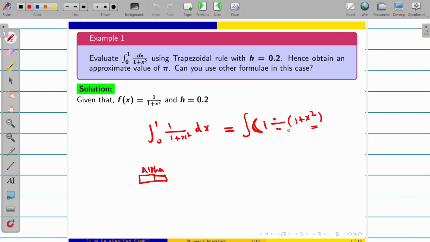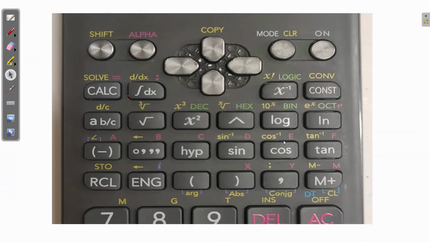That's it. This is the way we have to insert the function f of x. Comma, we have to use comma. This comma symbol, I will tell you where it will be. If you have a calculator while you're watching the video, it's better to take your calculator. You practice with that, then only it will be easy. Look at that. It's here. Comma symbol. This button. So this will be the comma symbol.